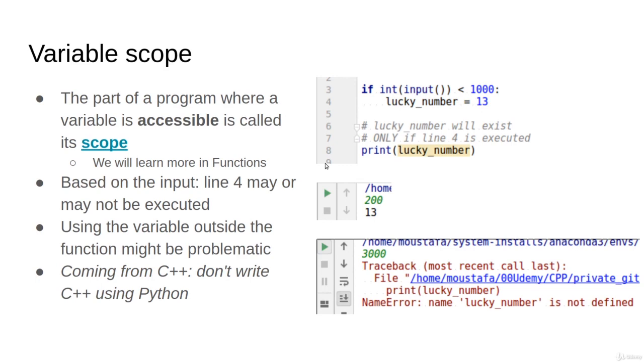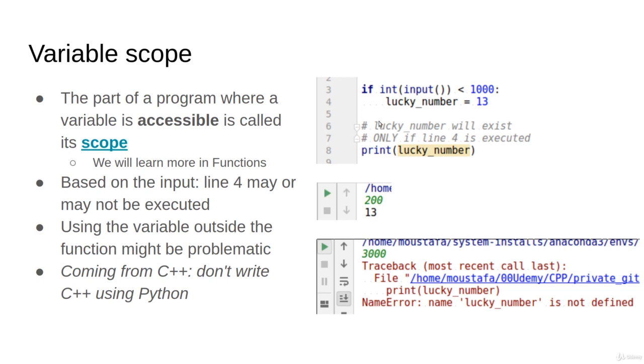Also interesting to know about is what we call the variable scope. Here is an if condition, and I'm saying if something I'm reading as an input and converting to integer is less than 1000, go to line 4 and print the lucky number. Now lucky number is defined here. We use the word scope to refer to where it is accessible. For example, I'm trying to access the variable lucky number here at line 8.